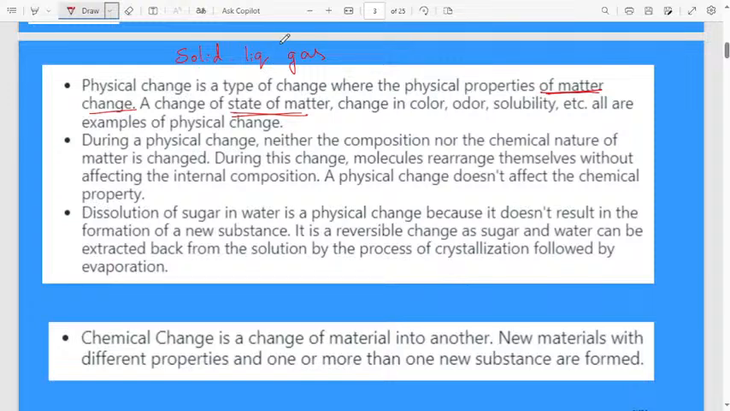Akila, is my voice clear? Is my voice clear?